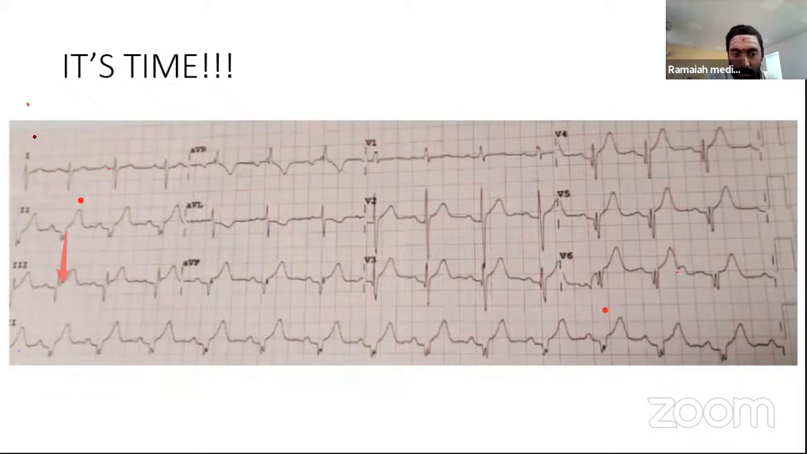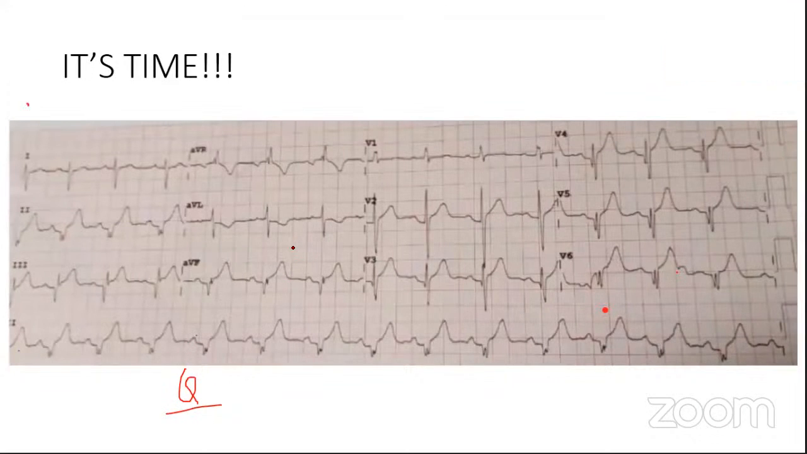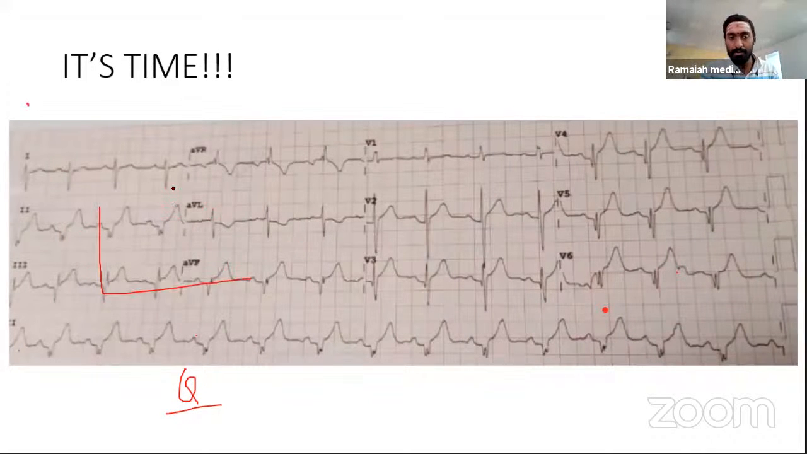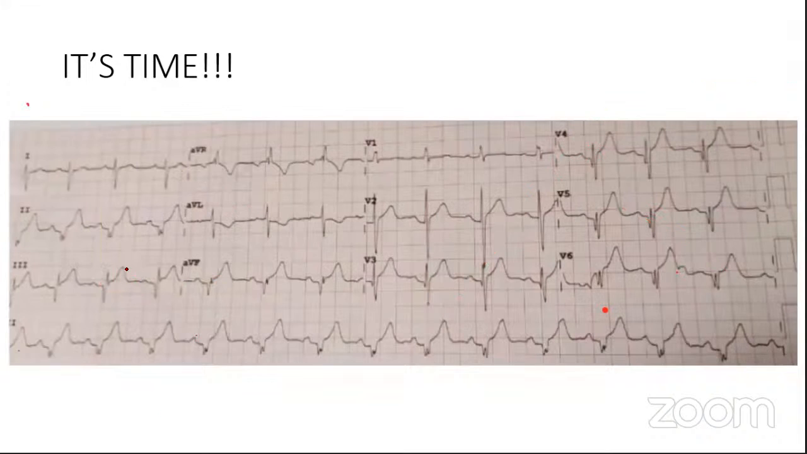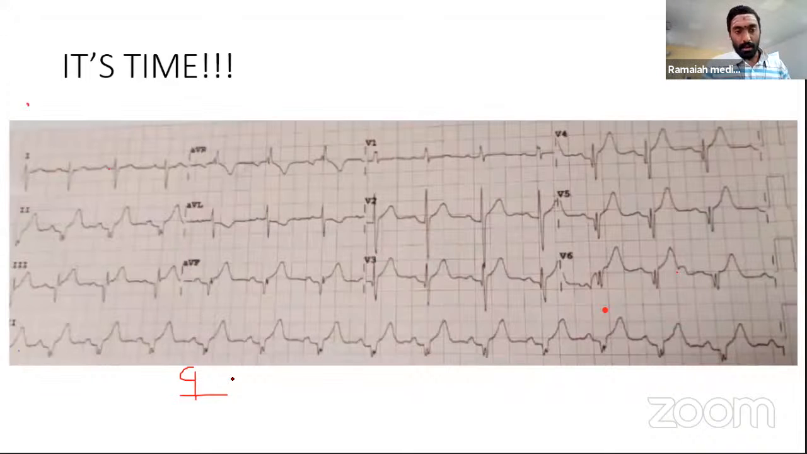What about QRST changes? I wanted you to describe. So you should look at all the leads for that. Where are you looking for Q wave now? You see all the leads. Whenever you are looking, you look in groups: 2, 3, AVF, 1, AVL, V5, V6, then V1, V2, then V3, V4. If you look like that, you won't miss anything. Yes, sir. So what are you seeing here? In 2, 3 and AVF, we have a small, almost negligible Q wave, sir. Okay. What is the definition of a pathological Q wave we saw?